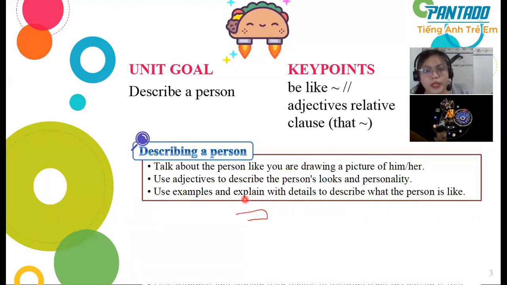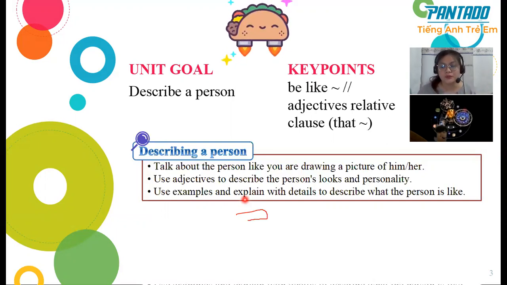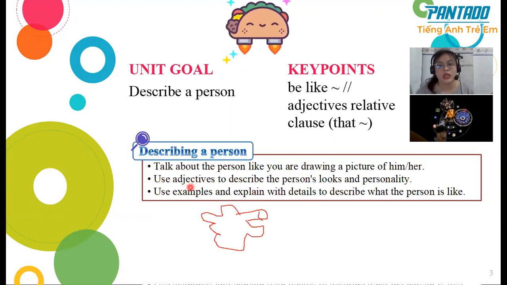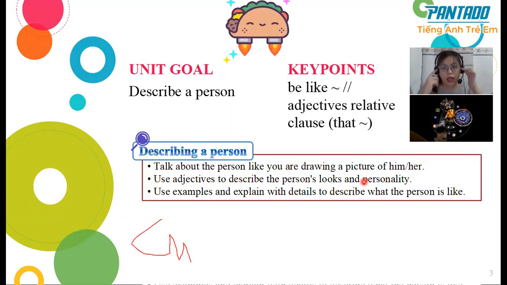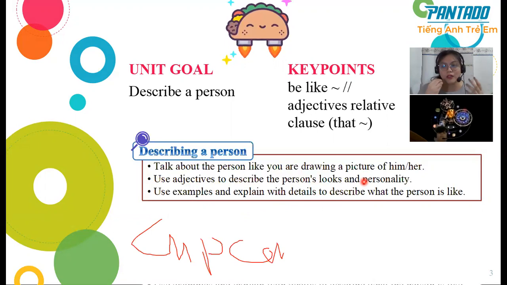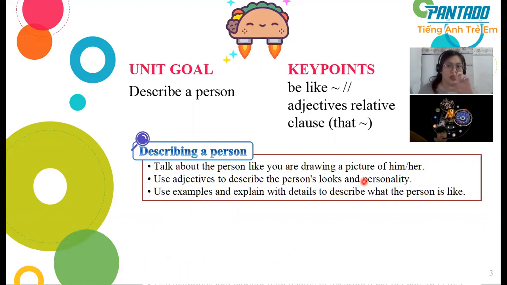Very good. So when we are describing someone, it is like we are drawing his or her picture, okay? So, for describing, we use adjectives, of course. And then, we will describe first the person's look or appearance. Is this person tall? Is this person short? What is his or her skin color? The size of her eyes, the facial appearance, does this person have a pointed nose, a crooked nose, and so on.